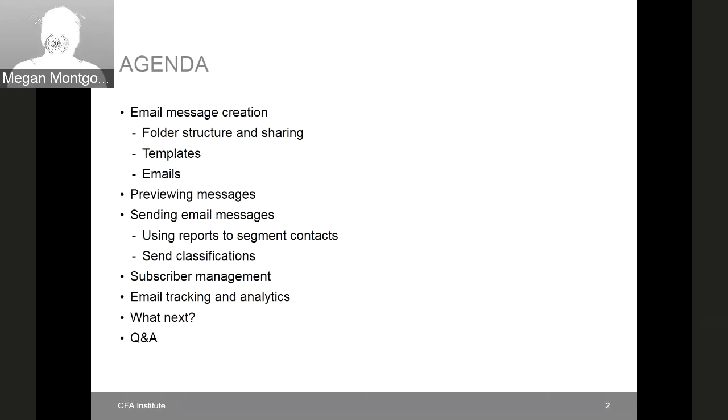We'll talk about send classifications, which are ways that you can designate the type of message that you're sending out in order to basically look at the preferences and privacy requirements of your recipients so that you're sending them to the correct groups there. We'll talk a bit about subscriber management that you can do through MemberNation, and then we'll talk about email tracking and analytics.